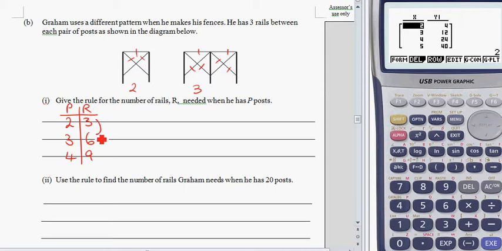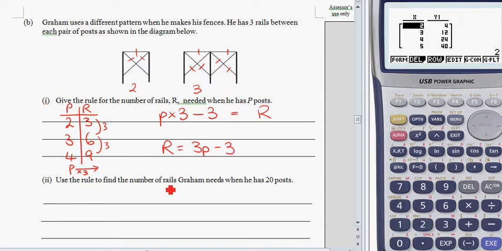We need a rule. Looking at the difference between them, clearly it's going up in 3. So that tells me for a general P, I'm going to have to go times 3 and make an adjustment. So let's think about that. 2 times 3 is 6. I'd have to minus 3. 3 times 3 is 9. And then we'd have to minus 3. And we'll check one more. 4 times 3 is 12. Minus 3 is 9. So I need to take P, times it by 3, subtract 3 to get the number of rails. And writing that in algebra, we can write it as 3p minus 3.